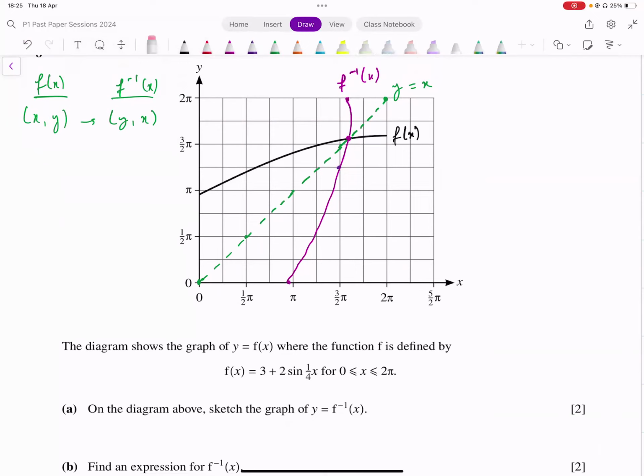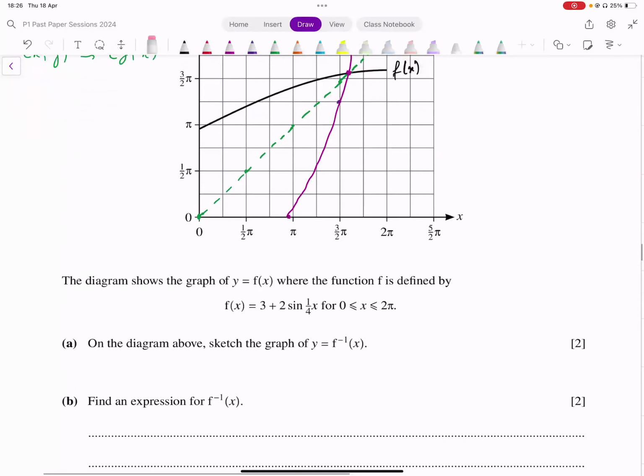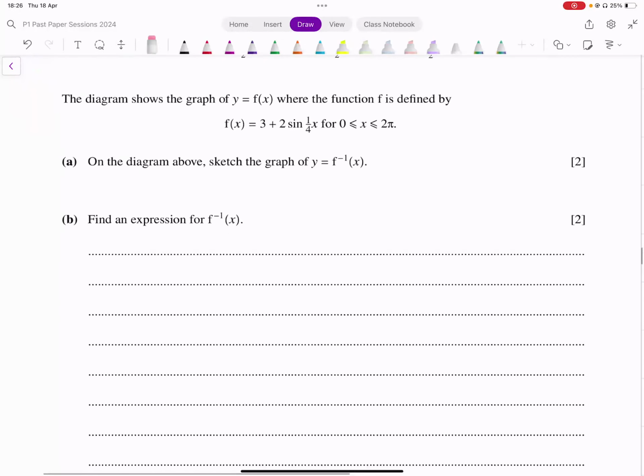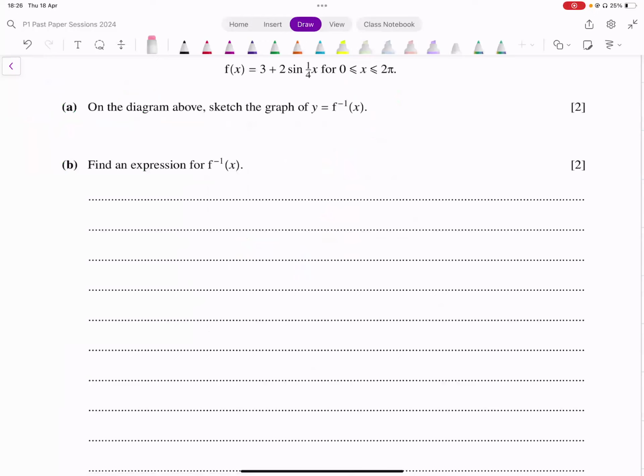You should always use a pencil for these diagrams. Always use pencil for diagrams and pen for all the other working. Don't use pen for any other work. Don't use pencil for any other working. For diagrams, always use a pencil, because then you can erase it and improve it as well. That's important.